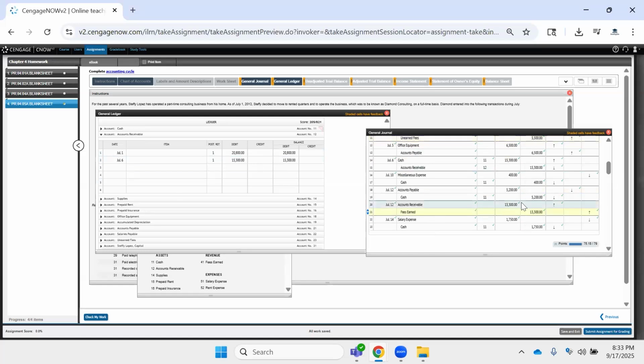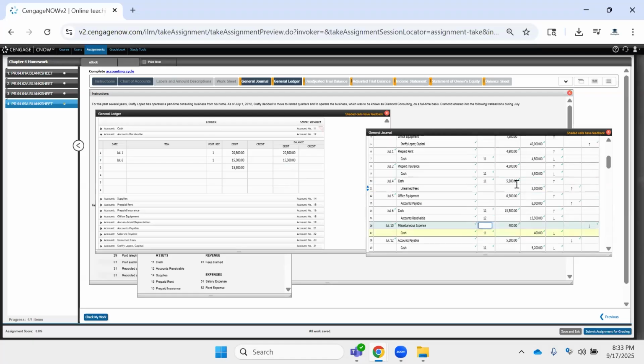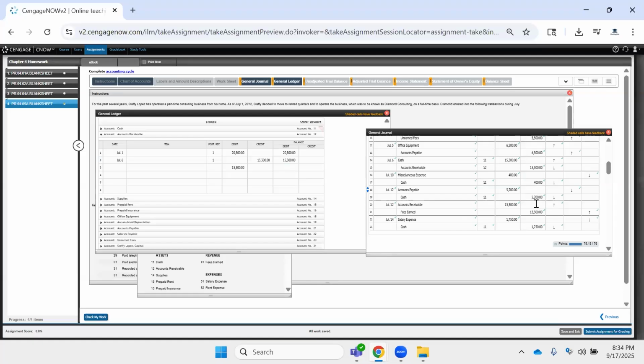And we have another entry here on the 12th. That's a credit to accounts. Oh, that's another debit to accounts receivable. And then the July 6th entry was actually a credit. So see, this is important to double check to make sure that you're entering in the correct debit and credit amount.